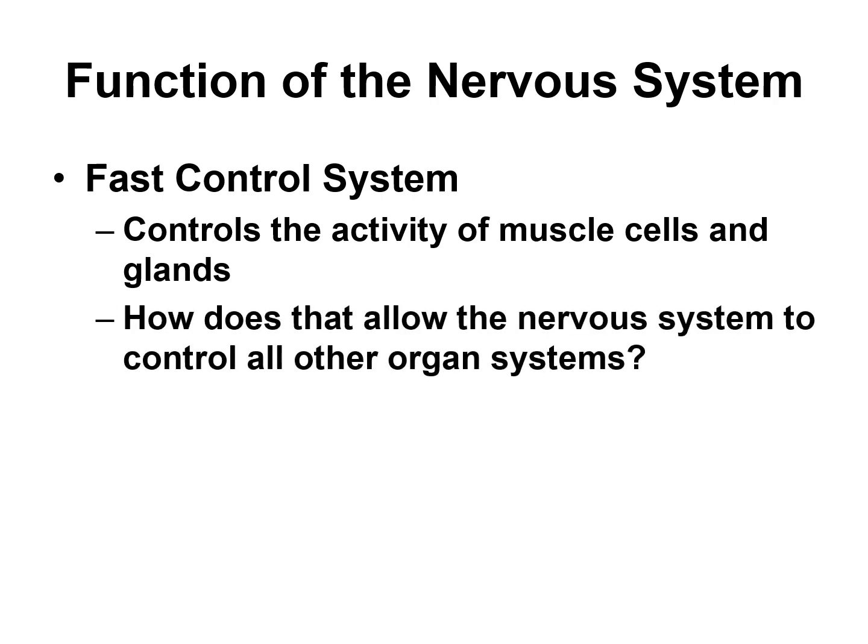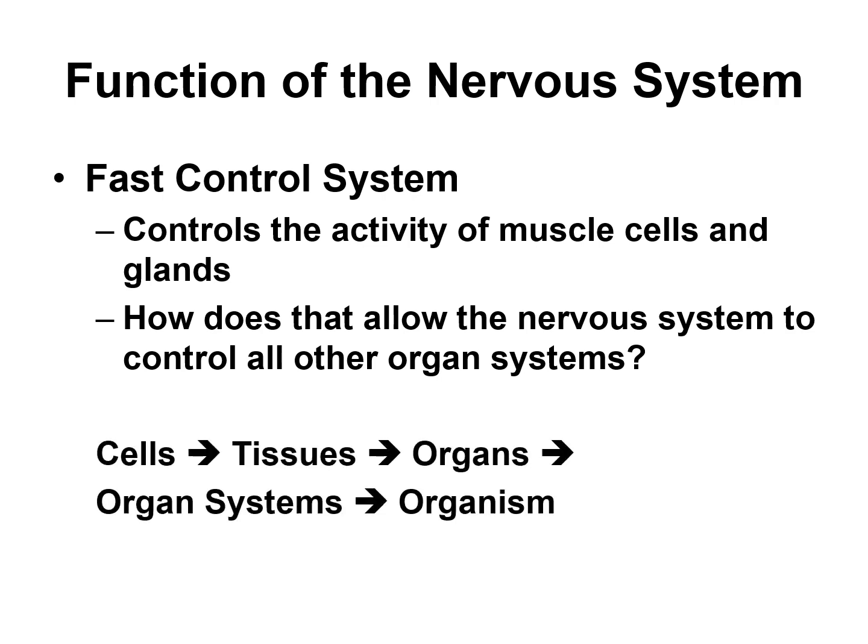So how does the nervous system control all the other organ systems if it only really directly influences or controls muscles and glands? Well, recall that the human organism is composed of 11 organ systems. And those 11 organ systems themselves are composed of organs. And those organs are composed of tissues, cells similar in structure and function, and then those tissues, of course, are composed of individual cells.